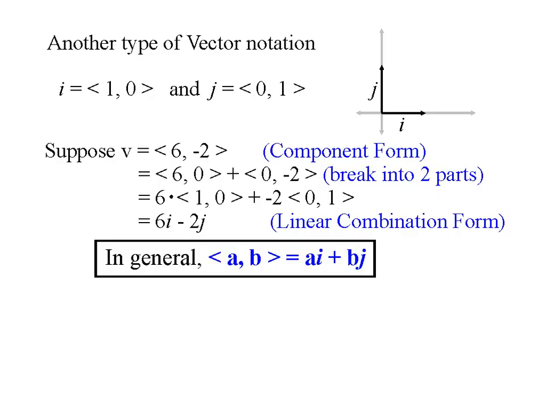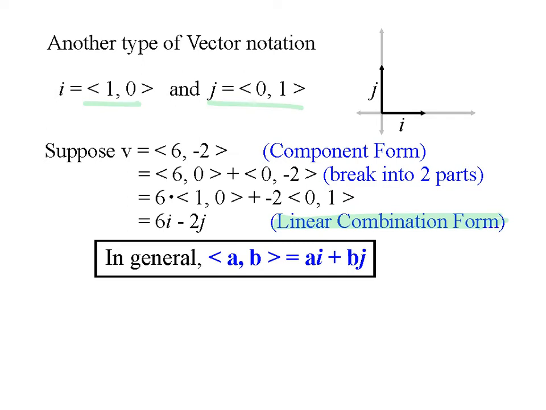Another type of vector notation is something we call linear combination form. And that just involves using these two vectors i and j. i is going to be 1, 0, and j is going to be 0, 1. So if you have a vector that's given in component form, 6, negative 2, what we do is we break that into two parts. So we break that into 6, 0, and 0, negative 2. If we added those two together, you'd get 6, negative 2.